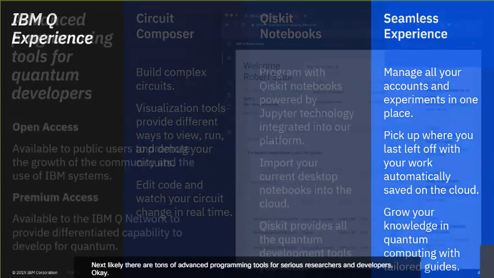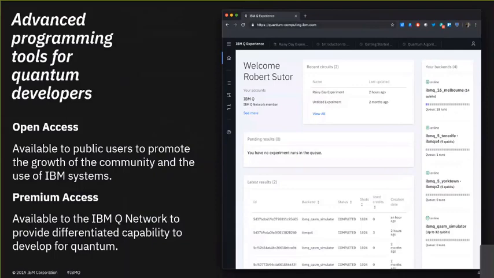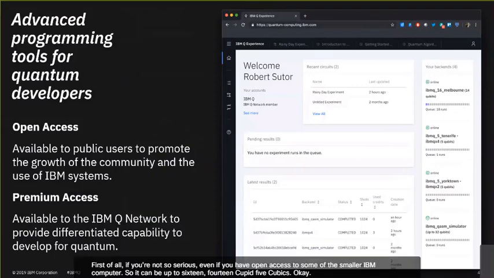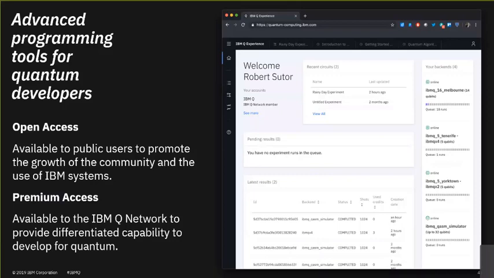Okay? Next slide, please. There are tons of advanced programming tools for serious researchers and developers. First of all, if you're not so serious, you have open access to some of the smaller IBM computers, maybe up to 16, 14 qubits, 5 qubits. If you actually join the IBM Q Network, then of course that's going to require a contract, etc. But then you would have access to some of the more premium and larger quantum computers. Next.